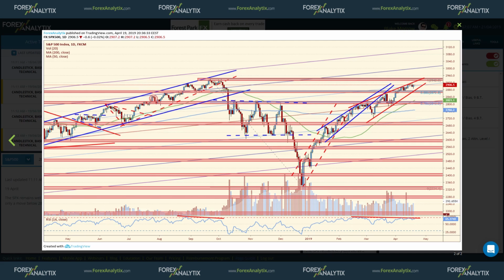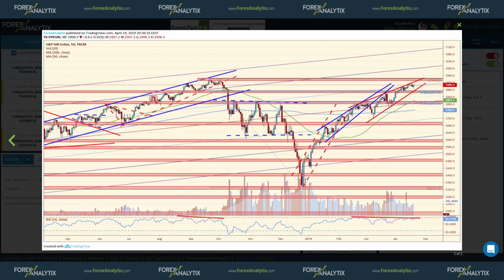Now, ascending wedges, by definition, are bearish reversal patterns. That doesn't mean that we can't go higher. It's just they're more prone to moving lower. If I had to throw a percentage on it, I'd say there's a 60-65% chance that we break down, or a 35-40% chance that we break higher. Does that mean that we can't break higher? No, but it's prone to break down. And the risk here is that we have maybe a big double top that's setting up.